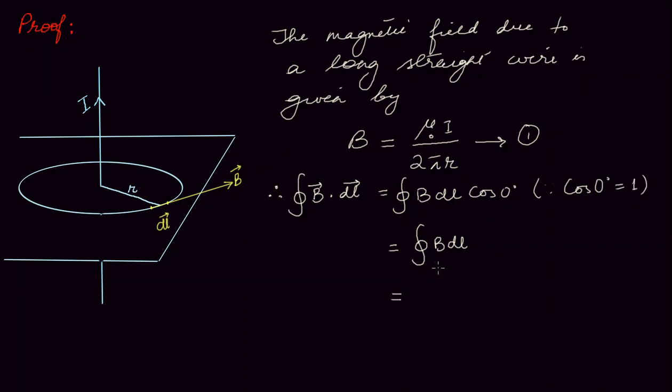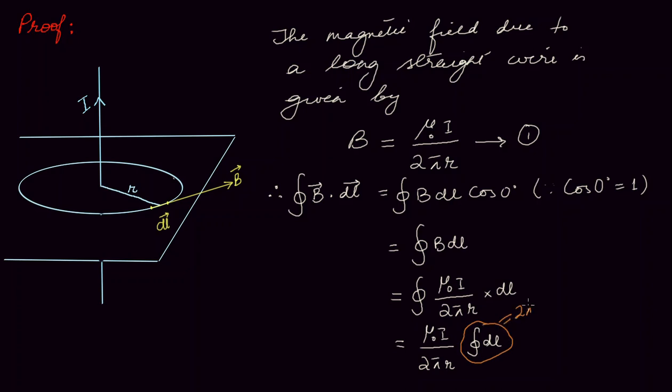Okay, so let's put the value of B in there. B from equation 1 is mu naught I by 2 pi r into dl. Let's take this mu naught I by 2 pi r outside. So you are integrating only dl over a closed loop. Now tell me, what will be the value? I'm taking this small length out here, and if I integrate, I will get the entire length of the loop. In other words, I will get the circumference of the loop. And we know that the circumference of a circle is how much? Twice pi r, isn't it? So the value of this integration is 2 pi r.